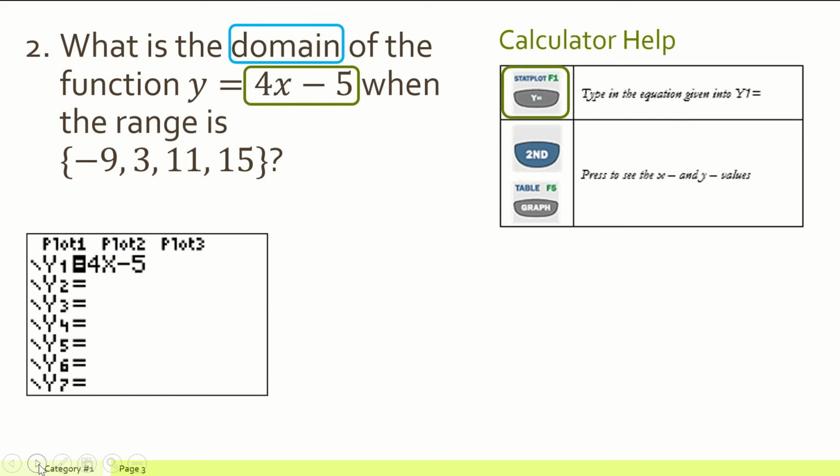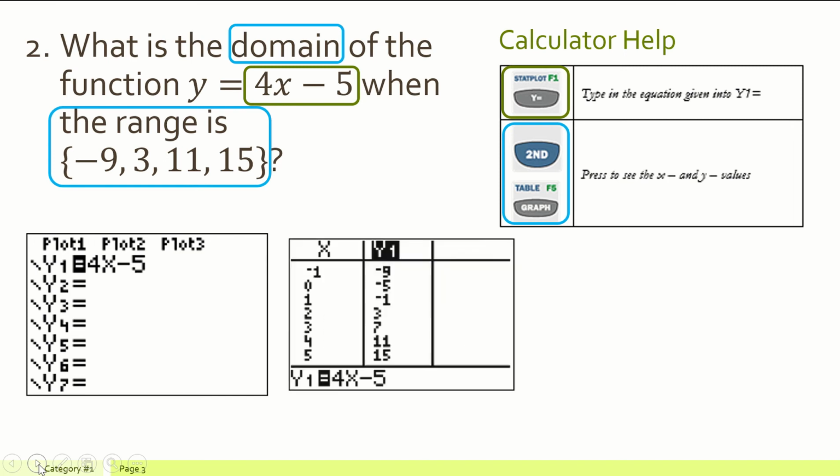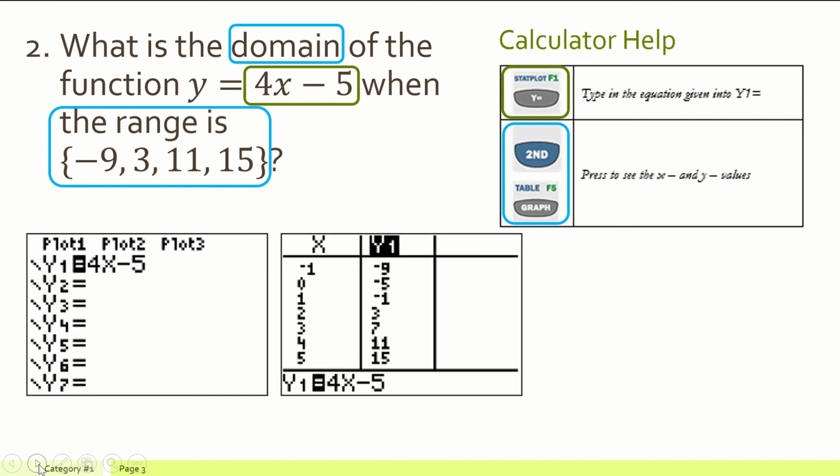And then it asks for what is the domain. So what are we looking for? We're looking for the x values when the y values, or the range, are negative 9, 3, 11, and 15. So be careful and make sure you know exactly what you're looking for. They give you the y values and we're looking for x.